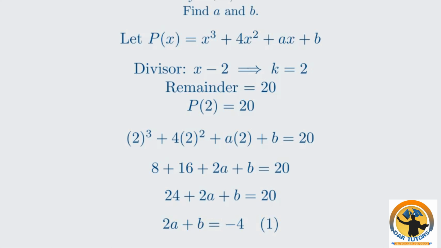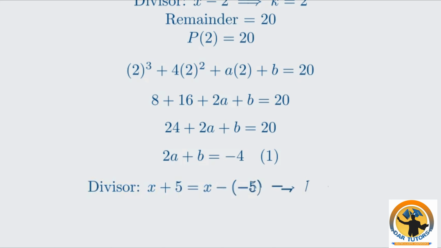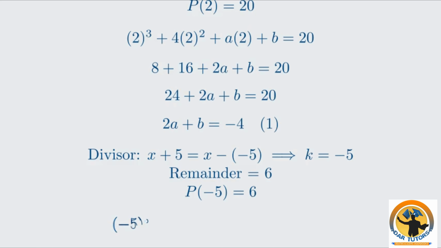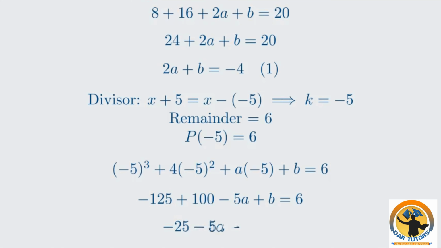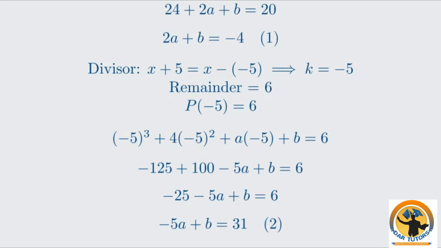Now, let's use the second piece of information, the divisor x plus 5. The remainder theorem tells us that p of negative 5 must equal the remainder, which is 6. Substituting negative 5 into our polynomial, we get negative 5 cubed plus 4 times negative 5 squared plus a times negative 5 plus b equals 6. Simplifying this gives us negative 125 plus 100 minus 5a plus b equals 6. Combining the constants, we get our second equation. Negative 5a plus b equals 31. We now have a system of two linear equations.